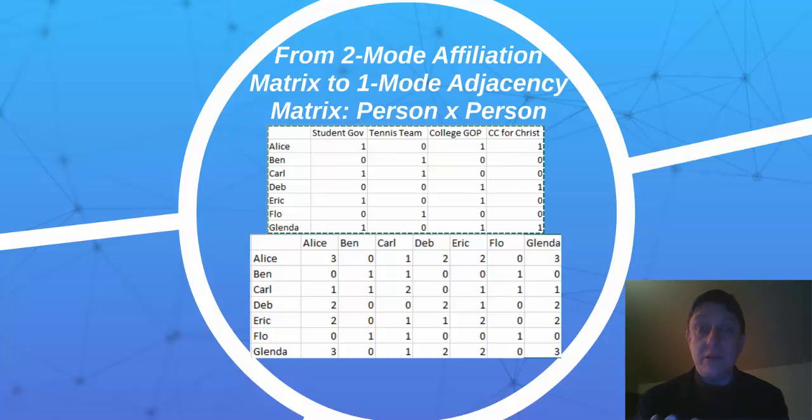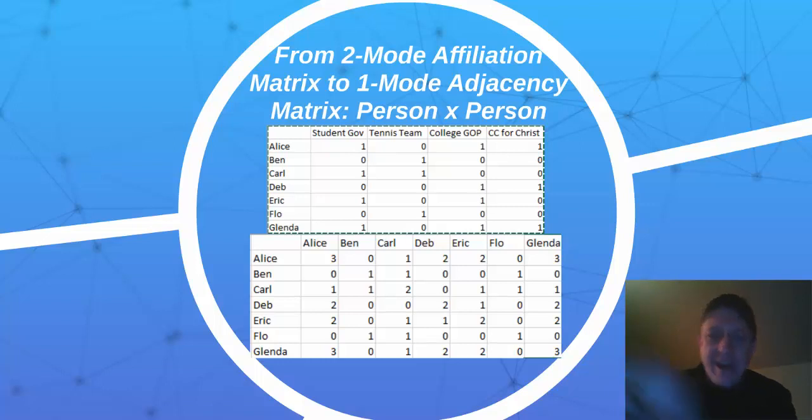Well, one thing we can do is think about the diagonal of this network. What is a diagonal? It is a node's association with itself. How many groups does a node share with itself? Well, the number of groups that the node is a member of. So let's take a look at the top matrix. Alice is in the student government, the college GOP, and the campus Crusade for Christ, right? She's in 3 groups. She shares 3 groups with herself. Oh, okay. That's just a complicated way of saying she's in 3 groups. So notice she has a 3.